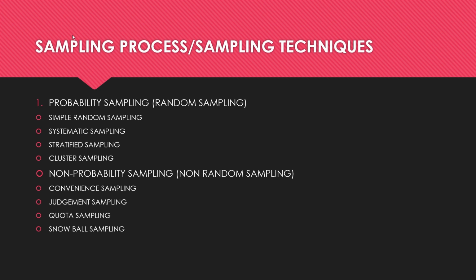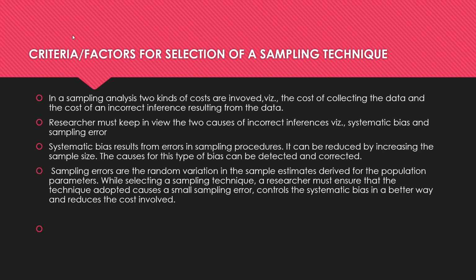Now we can go to the last topic of module 3. It's also very important. What are the criteria for selection of a sampling technique? In a sampling analysis, two kinds of costs are involved: the cost of collecting the data and the cost of an incorrect inference resulting from the data. The researcher must keep in view the two causes of incorrect inferences. One is systematic bias or systematic error, and another one is sampling error.